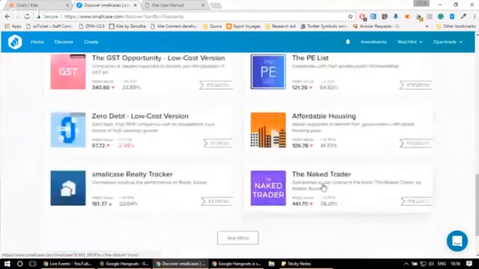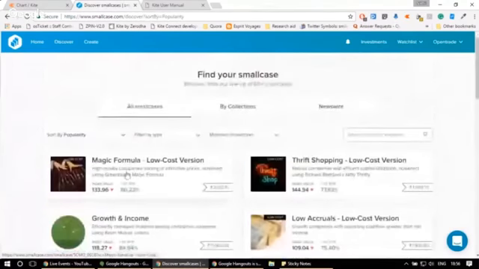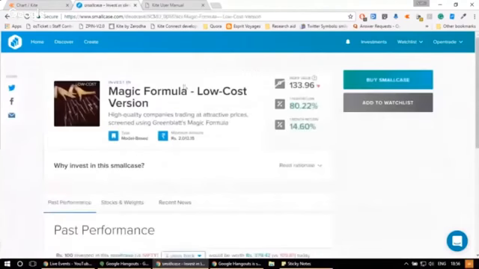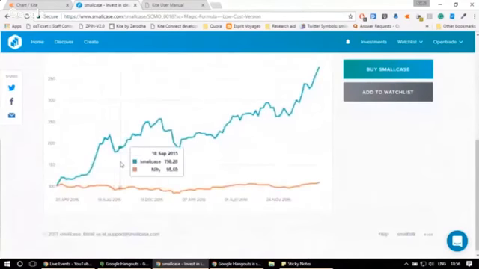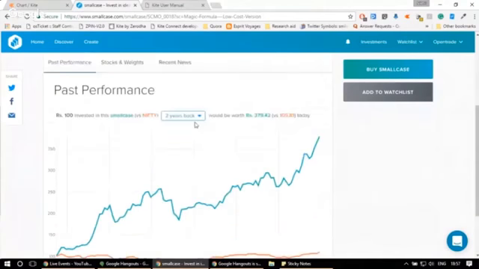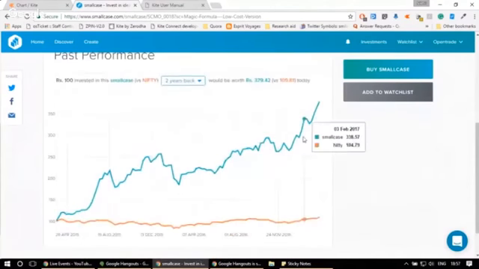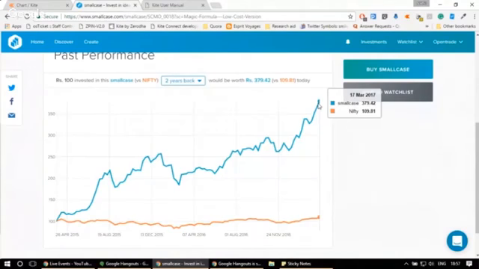Right. So let us say I want to look at Magic Formula. Click on Magic Formula. This is a low cost version, by the way. So I see here there is a comparison between what would happen if I'd invested in Nifty 2 years ago and if I'd invested in this particular Smallcase. So clearly the Smallcase is overperforming Nifty by quite a lot.